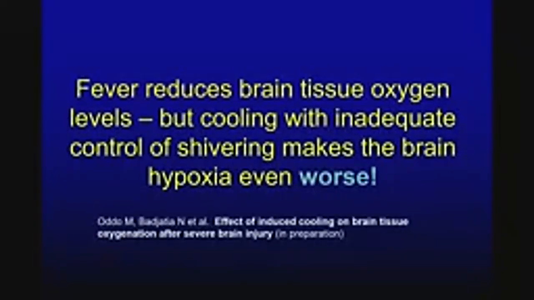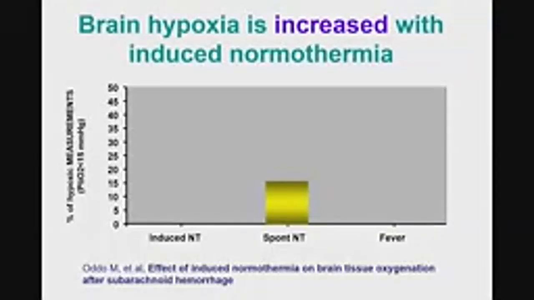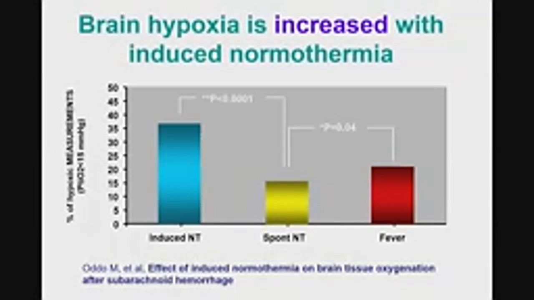Okay, fever. Here's the amount of brain tissue hypoxia, the percent of measurements with hypoxia, less than 15. In a cohort of patients, when they're normothermic, there's less; when they're febrile, there's more. And then when we tried to treat the fever with the Arctic Sun, there was even more brain tissue hypoxia. Why? Shivering. We came to realize that shivering and seizures both metabolically activate the brain and can lead to a critically short supply of oxygen and glucose.